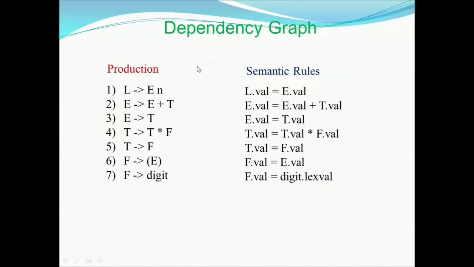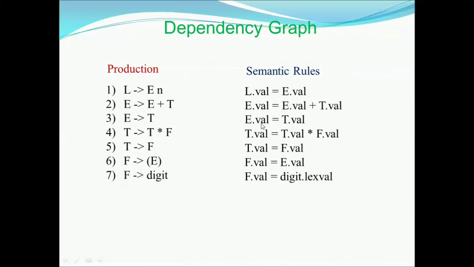So coming to an example of a dependency graph, we'll take the same example that we took in the previous example for synthesized attribute. Please observe that writing the syntax directed definition is very simple. For the given productions, write the semantic rule. Those semantic rules specify how you are going to get the attribute value, how each node will get evaluated. Now, in this case, L will get its value from E. E will get its value by evaluating E dot value plus T dot value.